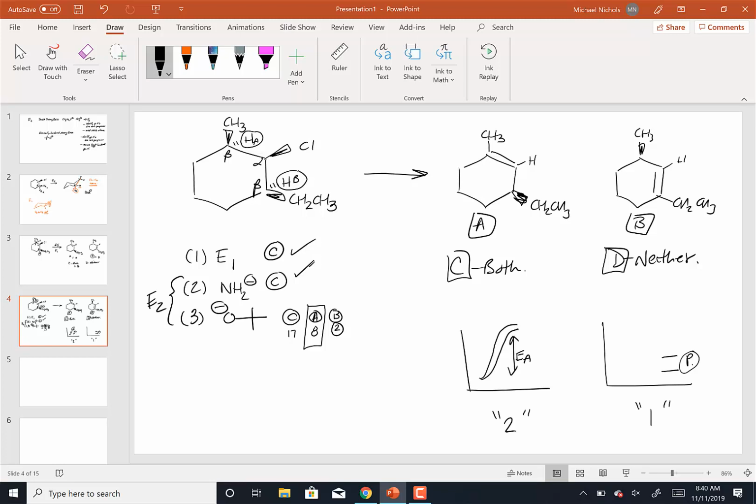But E1, the key step is determine the alpha and the beta carbons. We do have rearrangements that are possible. So we have to keep that in mind. Okay. Any questions about any of those?